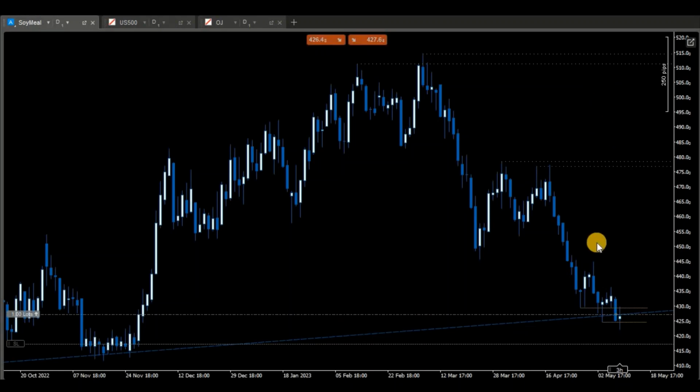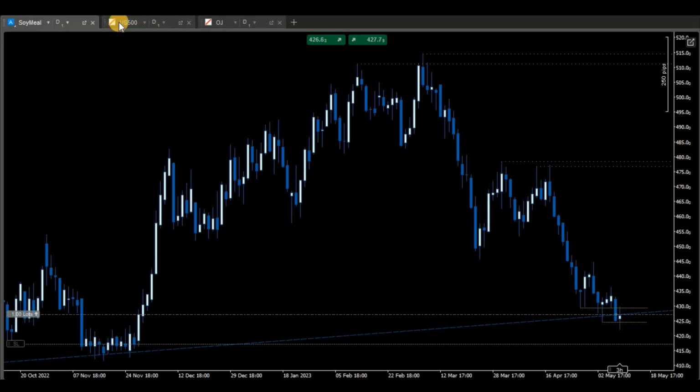But for now, I'm looking for some type of reversal here. We could easily just push through this area and continue on downwards, but I am expecting some type of exhaustion, which we're seeing at the moment, and possible ranging movement for the next couple of days going into next week if we don't get an immediate push back upwards or a continuation down to the downside.